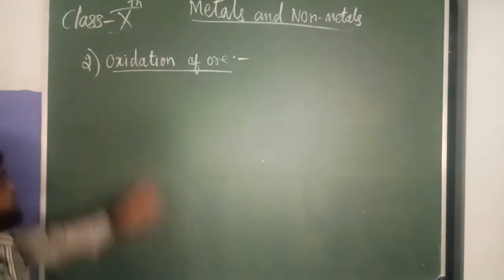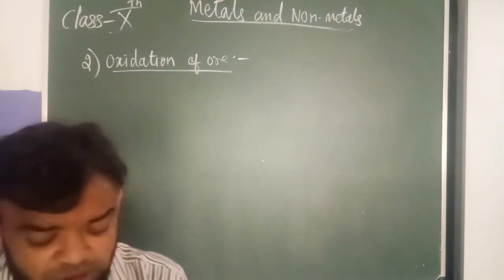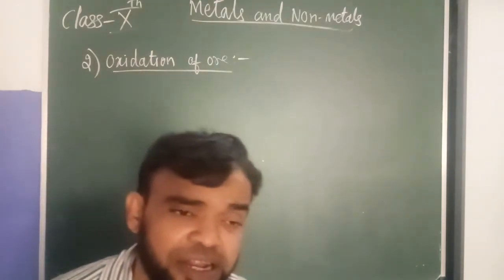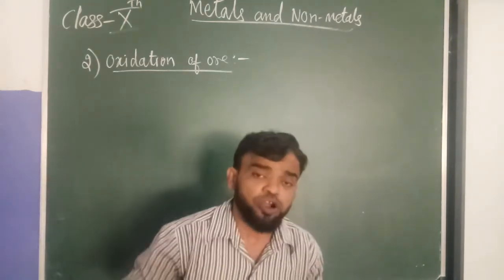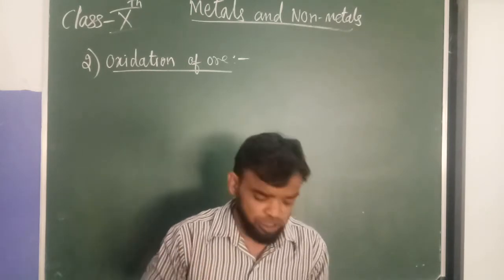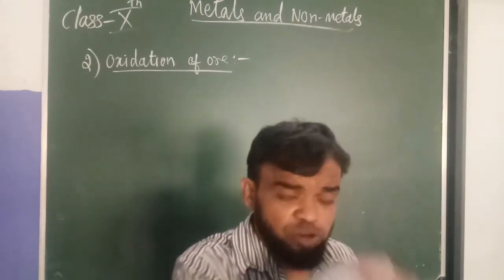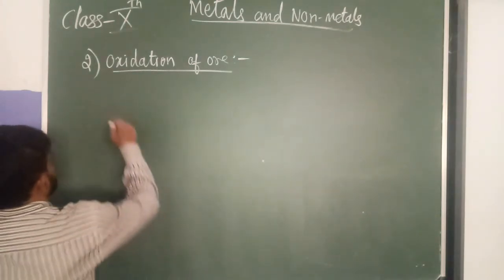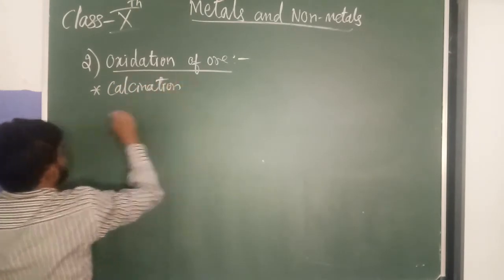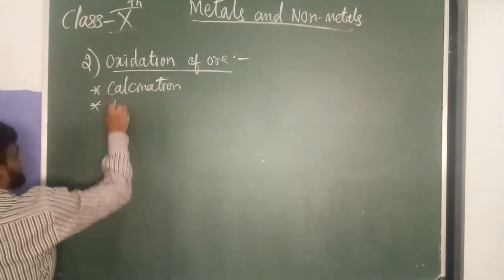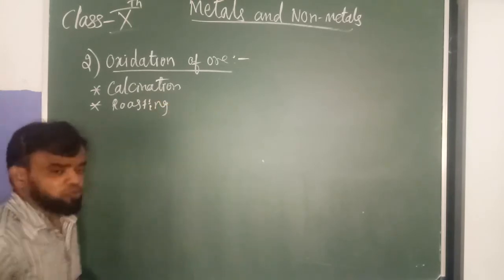Now I am going to explain only the second part, oxidation of ore. It means converting the concentrated ore into metal oxide. Did you understand? In this method, the first process is calcination, and another one is roasting. These two processes we will take.